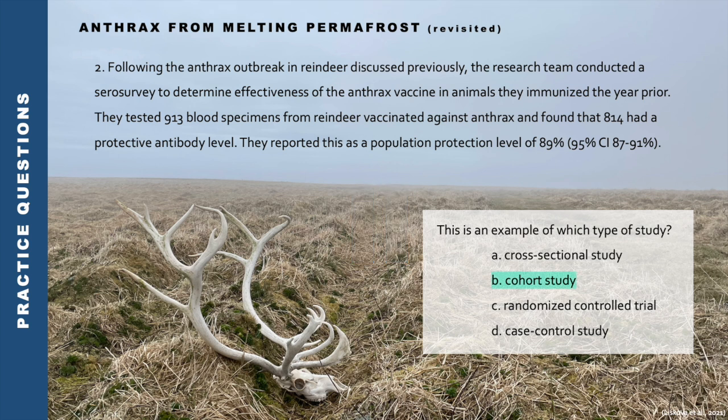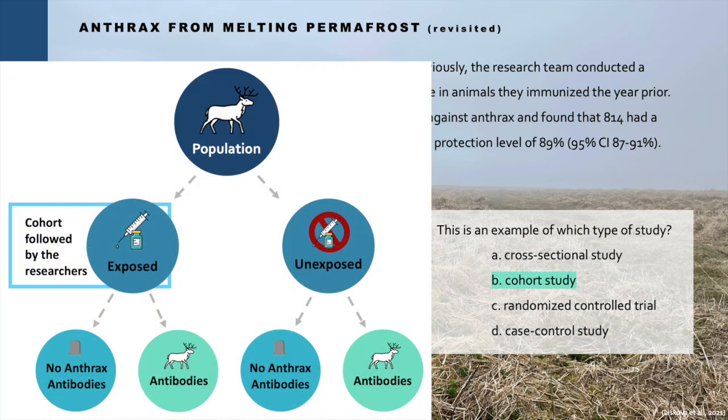Cohort study is the best answer because in this example, the vaccination that they administered 1 year prior was the exposure, and then they followed the population of reindeer and then reassessed them for the outcome, which in this part of their study was a protective antibody level against anthrax. This question's a little tricky because that study also involved the actual anthrax outbreak, but specifically with the vaccination part of their study, a protective antibody level was the main outcome they were looking for.